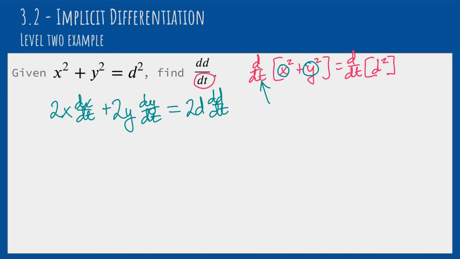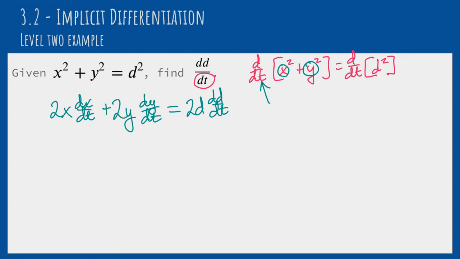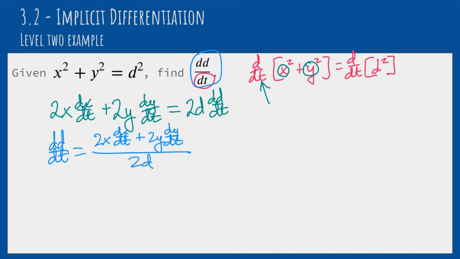And then this is kind of a tricky thing here. This seems like a complicated answer because it has derivatives in it, and it's not actually an answer yet because it says solve for dd/dt. So I do need to get that by itself. So if we get dd/dt by itself, we're going to get 2x dx/dt plus 2y dy/dt over 2d. And we can actually cancel the 2's. I'm not going to do that. We don't need to worry about that algebraic and arithmetic stuff.